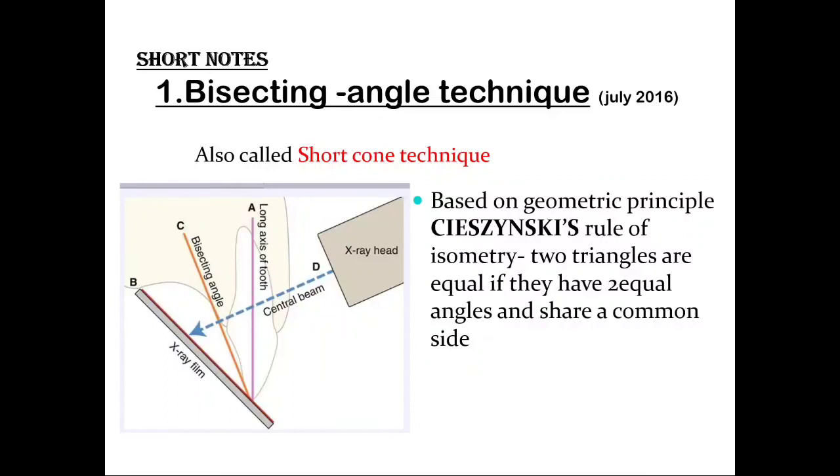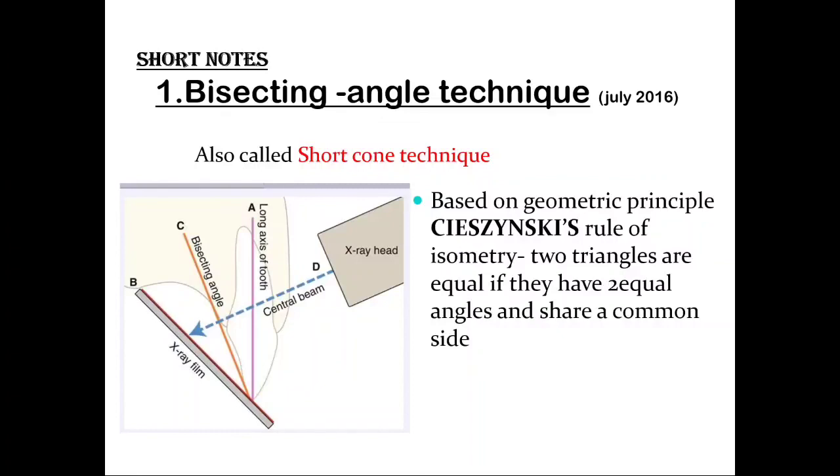As I said, the other name for the bisecting angle technique is the short cone technique. Once this question has been asked, you should draw the diagram like this, and along with that you should speak about what rule it follows. It follows Cieszynski's rule of isometry.